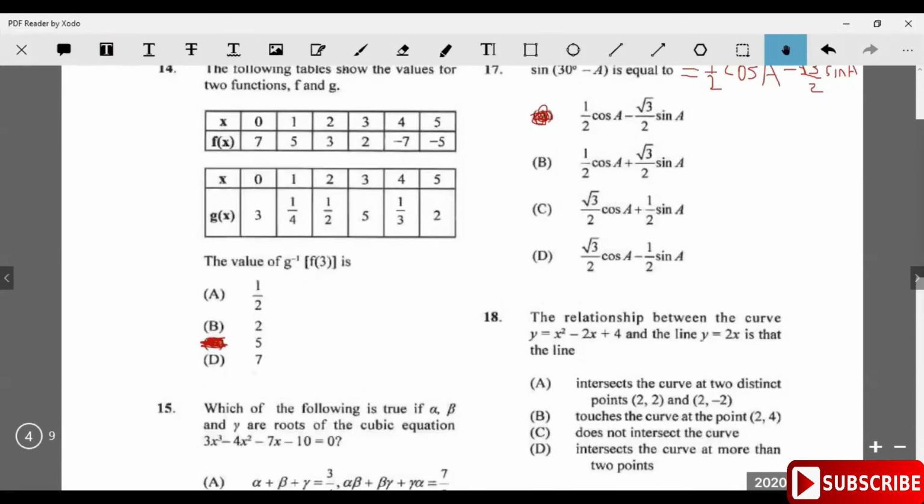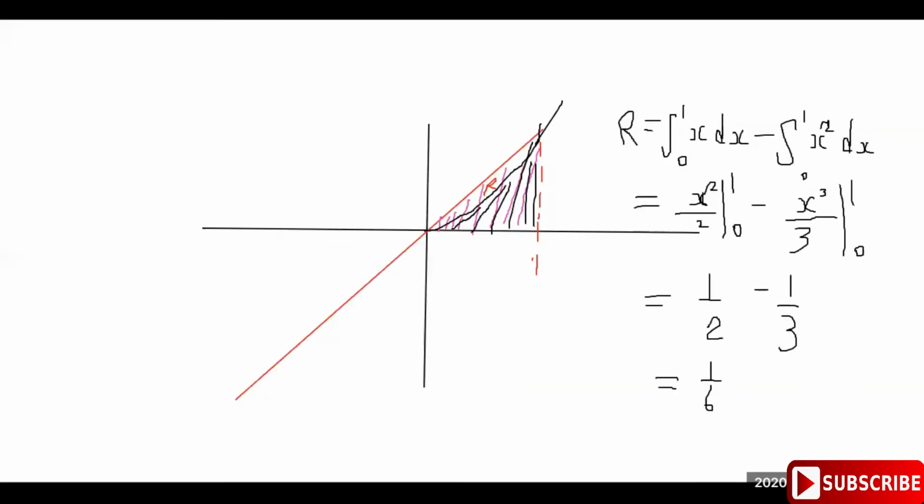Easy, soft. Now question 18. Question 18 says, what is the relationship between the curve y equal to x squared minus 2x plus 4 and the line y equal to 2x? So let's look at that. Y is equal to x squared minus 2x plus 4, and y is equal to 2x.